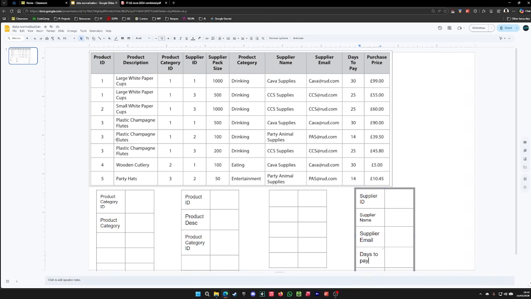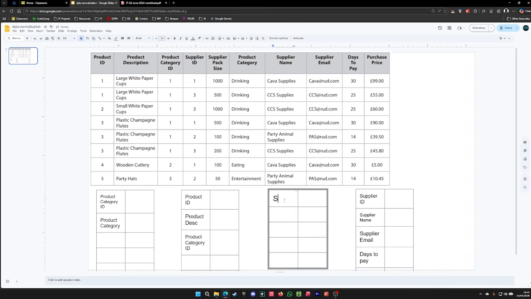So we've got, for example, over here, our categories of product, which might be drinking, eating, or entertainment. But drinking can be supplied by different suppliers and so on. So what we've got to do is break those things out. And we've got to look at how we differentiate between products and suppliers. So one supplier will supply lots of different products, but that product is also supplied by different suppliers. So that's where this table comes in. That helps us split those two things apart.